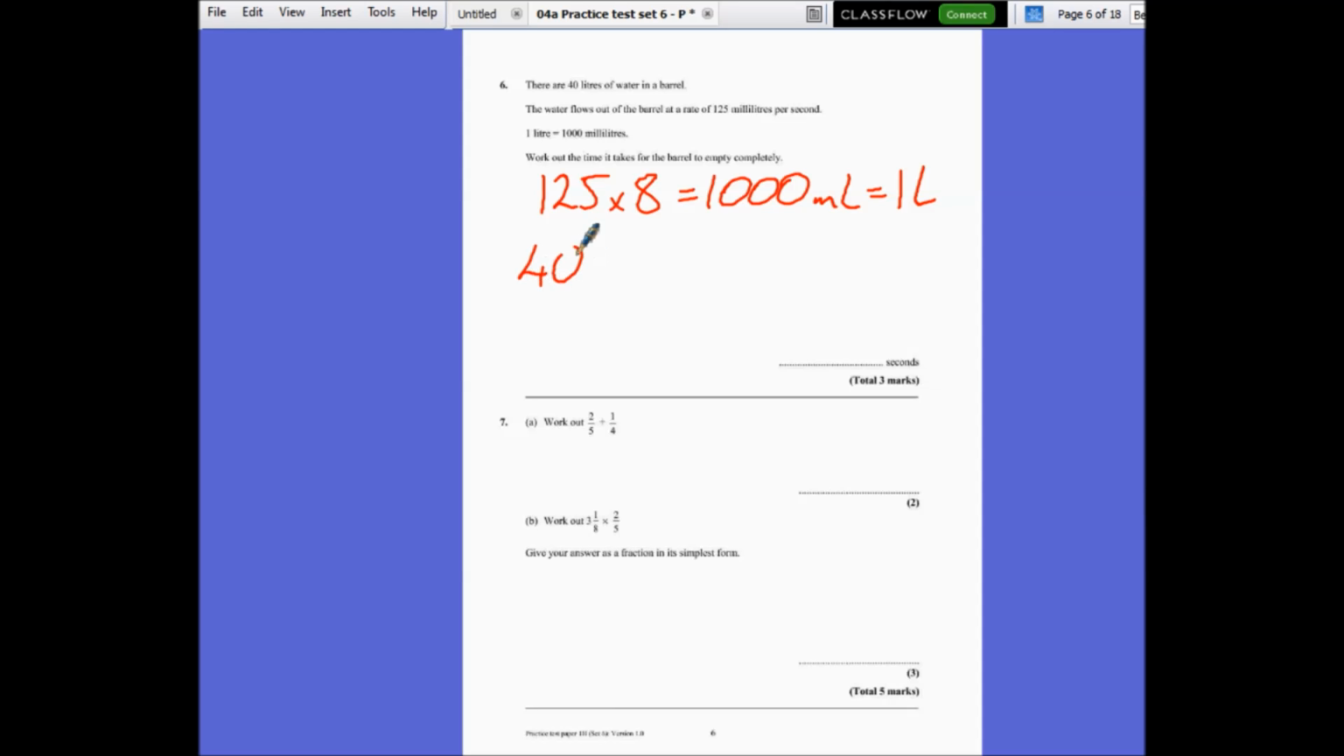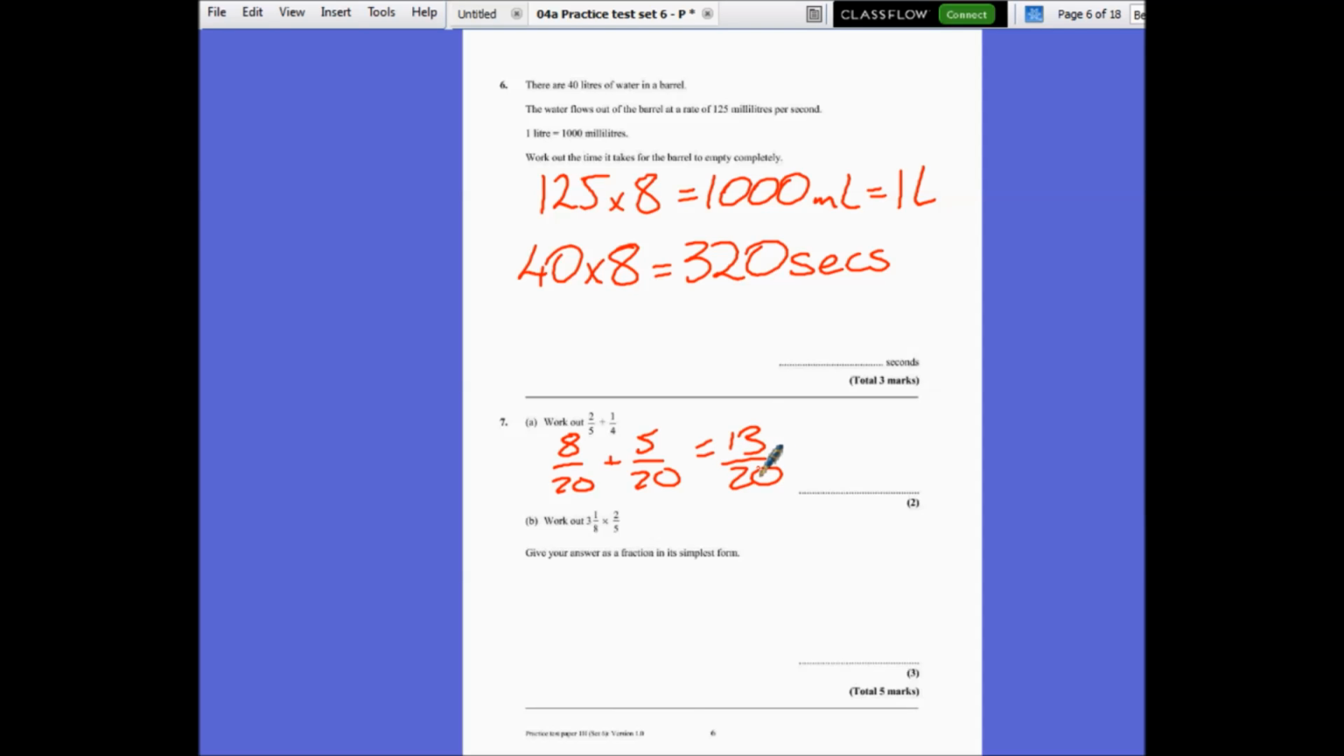So we want to do 40 lots of 8, and 40 lots of 8 is 320 seconds to empty the entire barrel. Question 7, work out 2/5 plus a quarter. To do this, we need a common denominator. So 5 and 4 both go to 20. To get from 5 to 20 we times by 4, so 2 times 4 is 8. And to get from 4 to 20 we times by 5, so 1 times 5 is 5. And 8/20ths plus 5/20ths is 13/20ths.